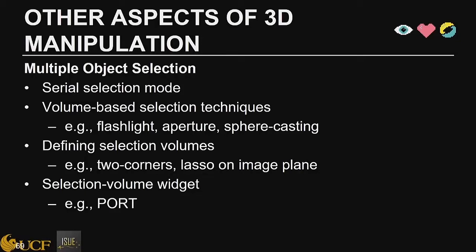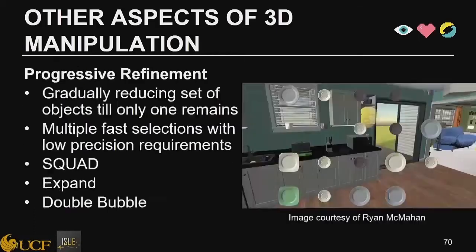There's volume-based selection techniques, like the flashlight, aperture, and sphere casting ones, and you can adapt those to select more than one object. Then there's defining selection volumes. I can actually define a volume that I want to select something in, okay, like use two corners or a lasso on the image plane, saying, all right, this is what I want to select. And then there's also volume selection widgets that you can use.